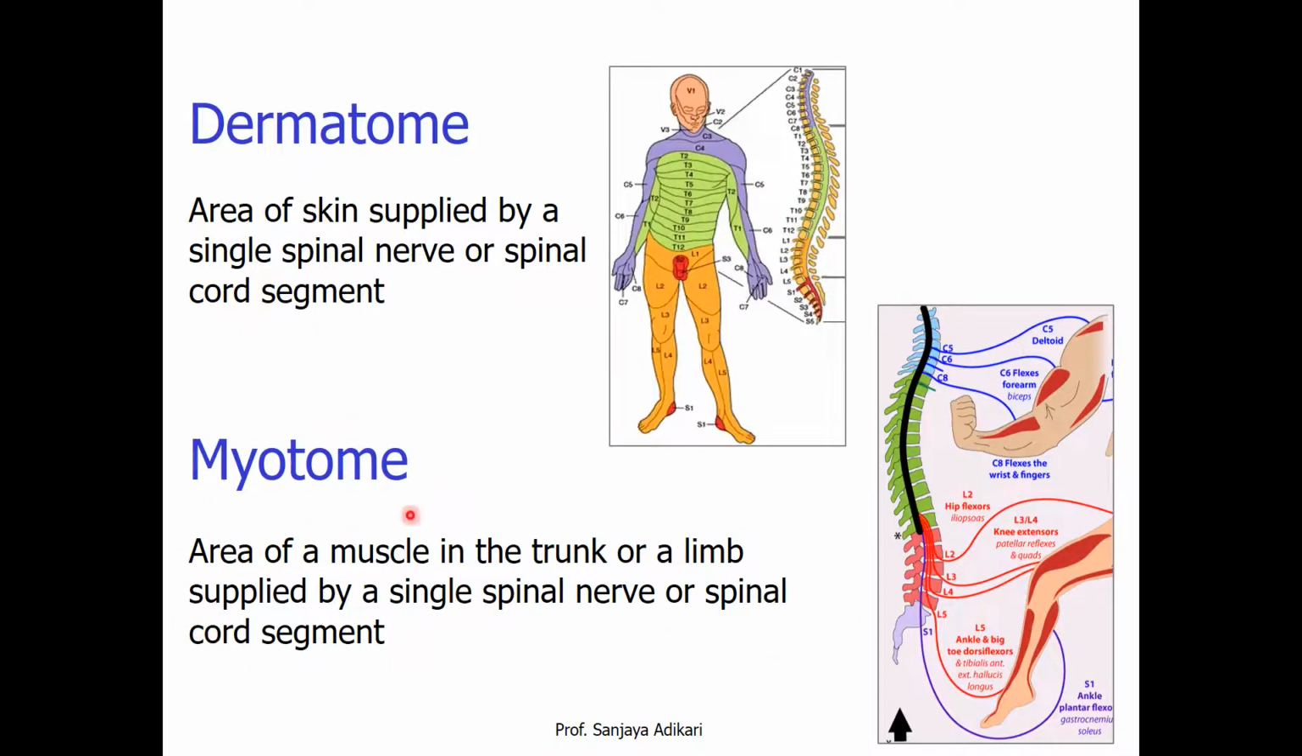Then if you take myotomes, you define it as an area of muscle in the trunk or limb supplied by a single spinal nerve or spinal cord segment, the same thing. This is sensory, this is motor.